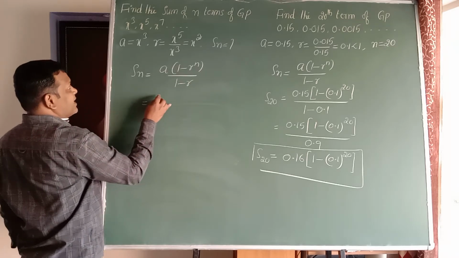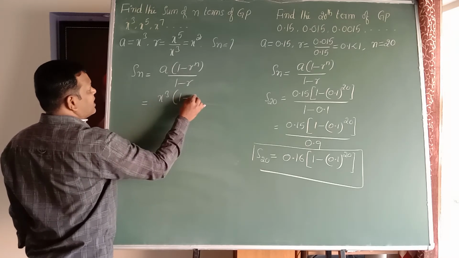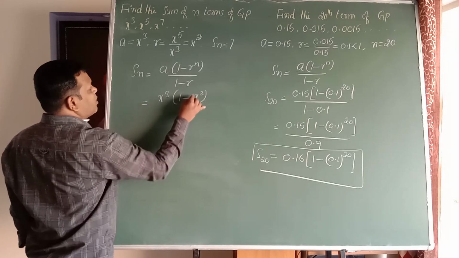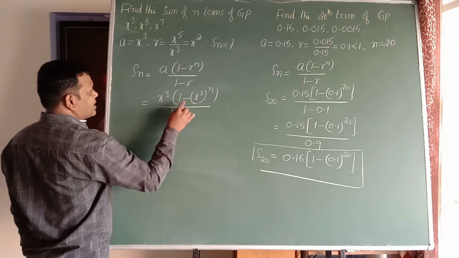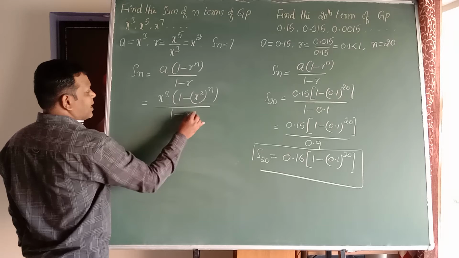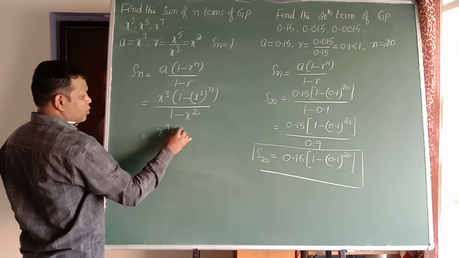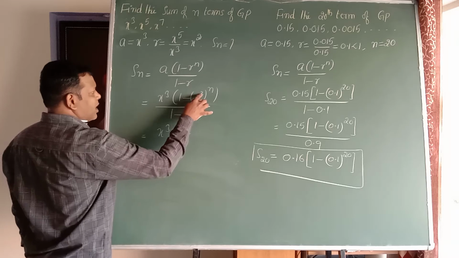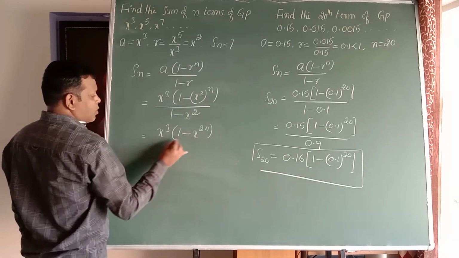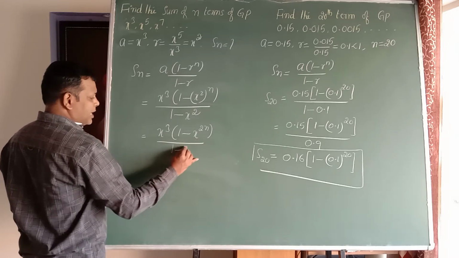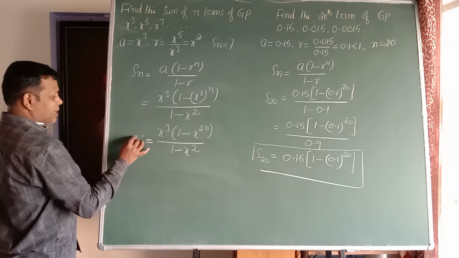That is equal to, a is what here? x cube, into 1 minus r, which is nothing but x square, whole power n, whole divided by 1 minus r, which is what here? x square. That is equal to x cube into 1 minus x square whole power n, which is x power 2n, whole divided by 1 minus x square. This is Sn.